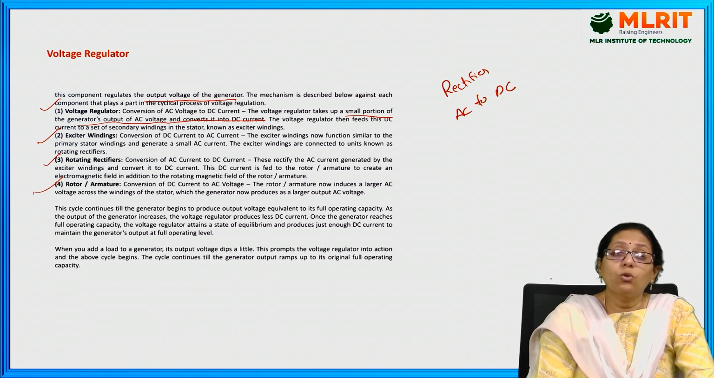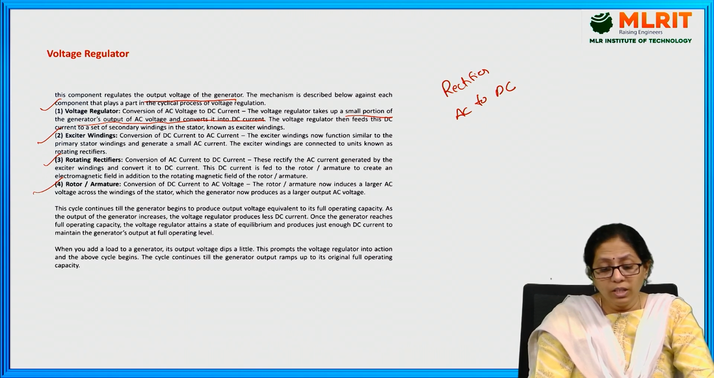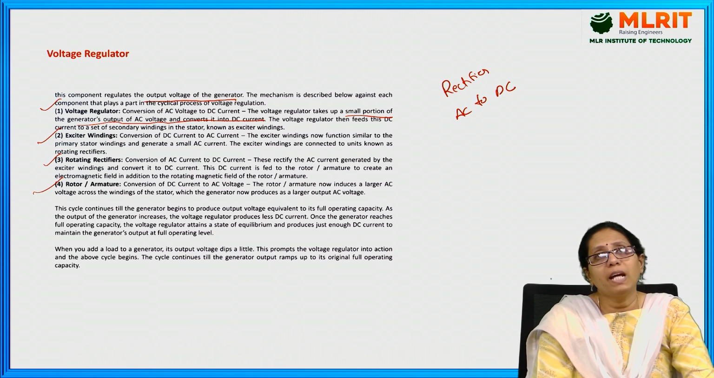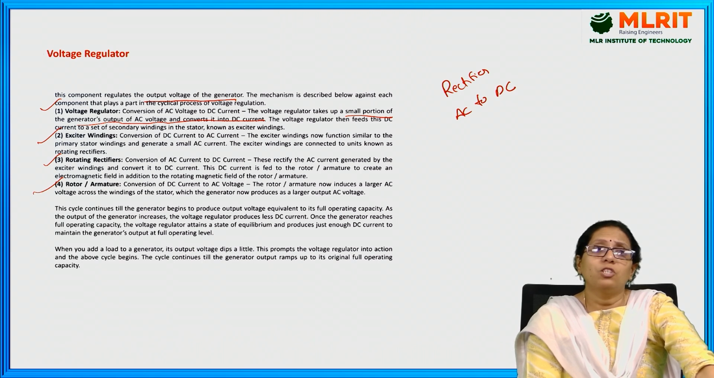The third one is the rotating rectifiers. That means the conversion of AC current to DC current. These rectify the AC currents generated by the exciter windings and convert them to DC current. This current is fed to the rotor again. So in this way there are three to four parts, that is the voltage regulator, exciter windings, rotating rectifiers, as well as the rotor or armature connections.